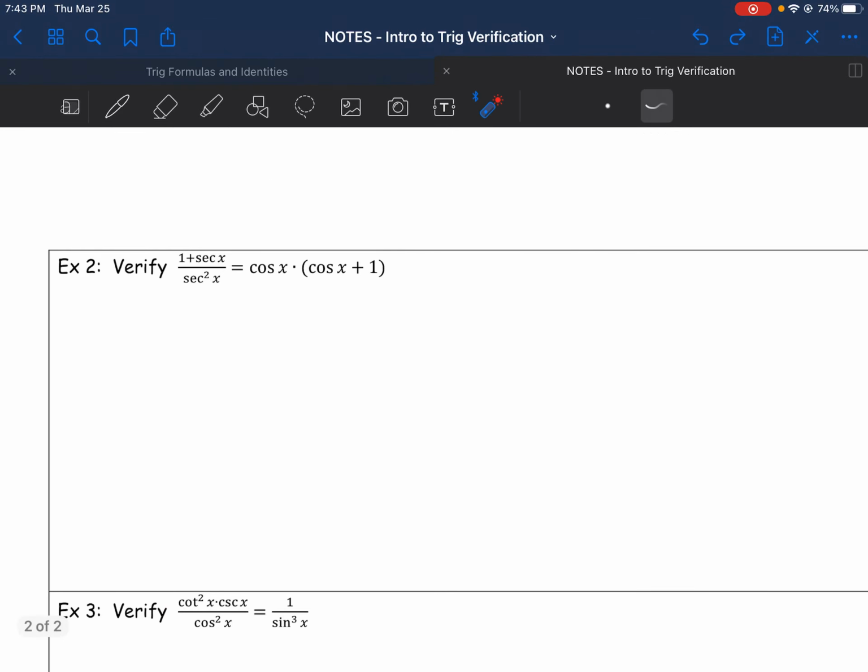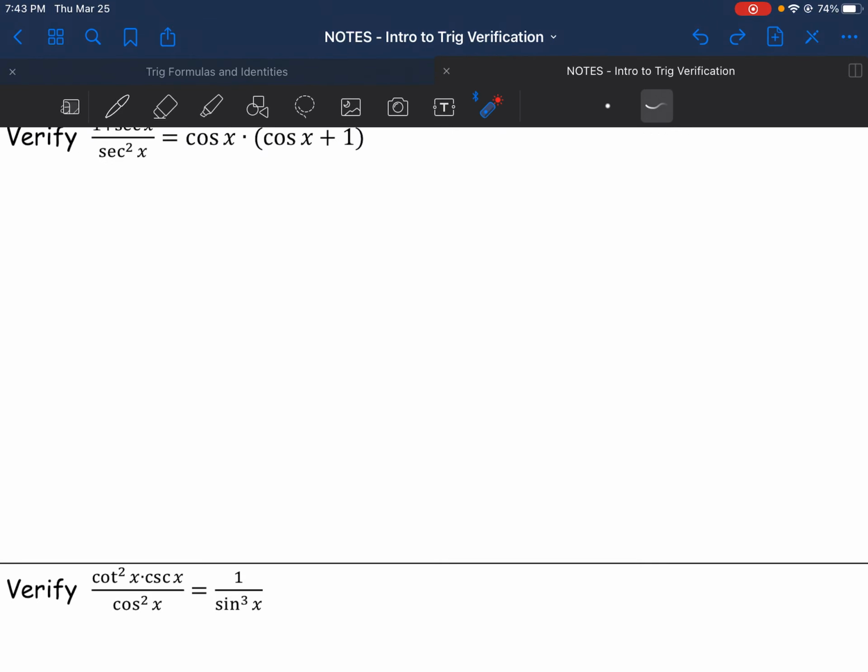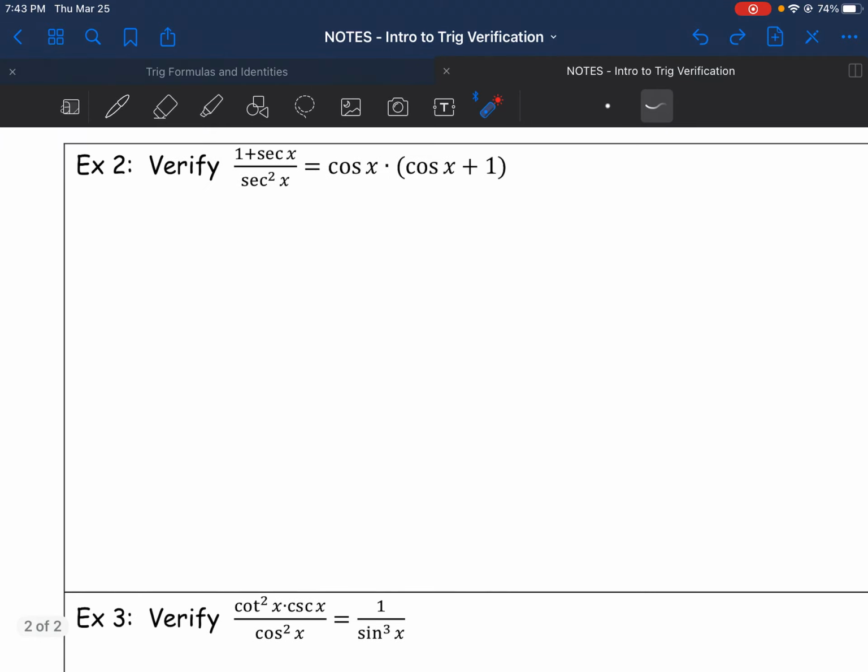All right, let's try some more examples. Here at example 2, we want to verify that 1 plus secant of x over secant squared of x equals cosine of x times cosine of x plus 1. So I'm going to be starting with this side, the left side. I'm going to try to get it to equal this side. So I just like to rewrite the problem. I always end up rewriting the problem with problems like these.